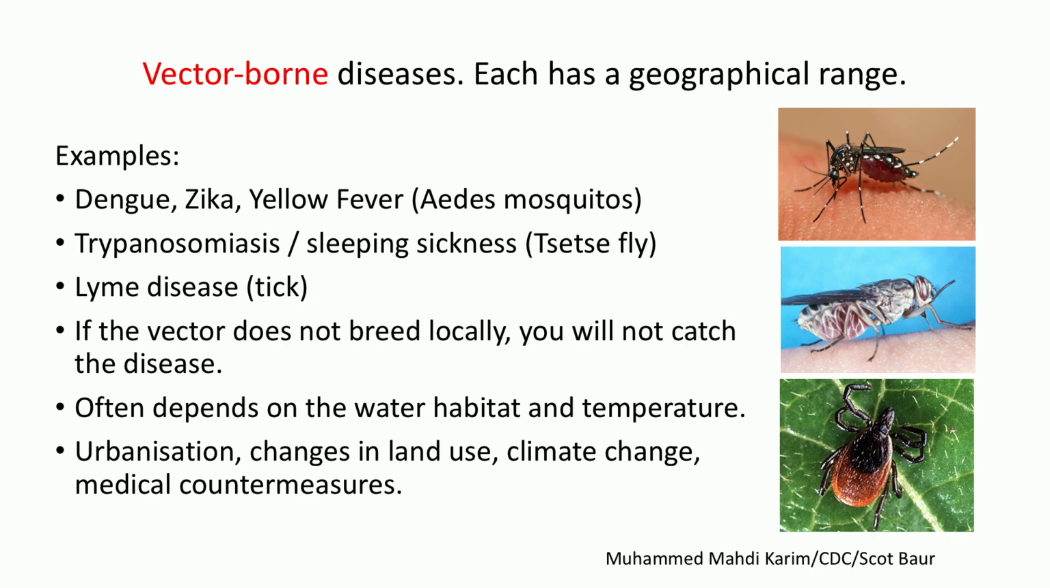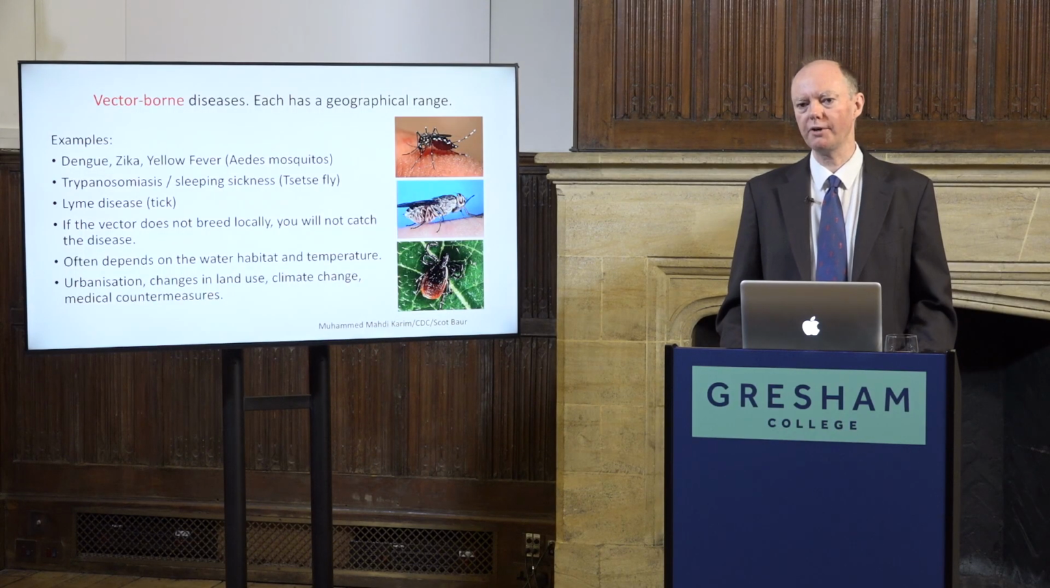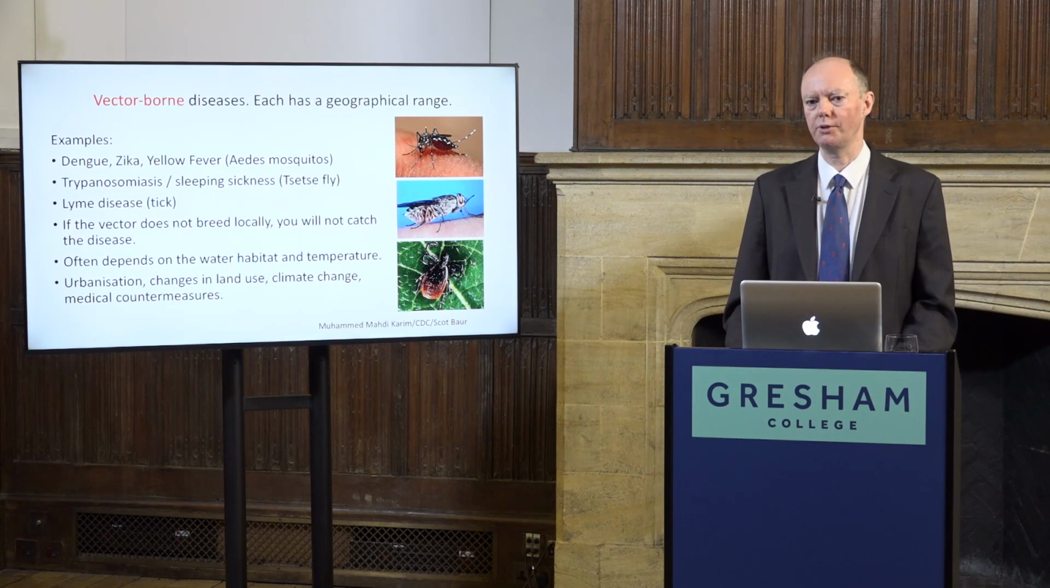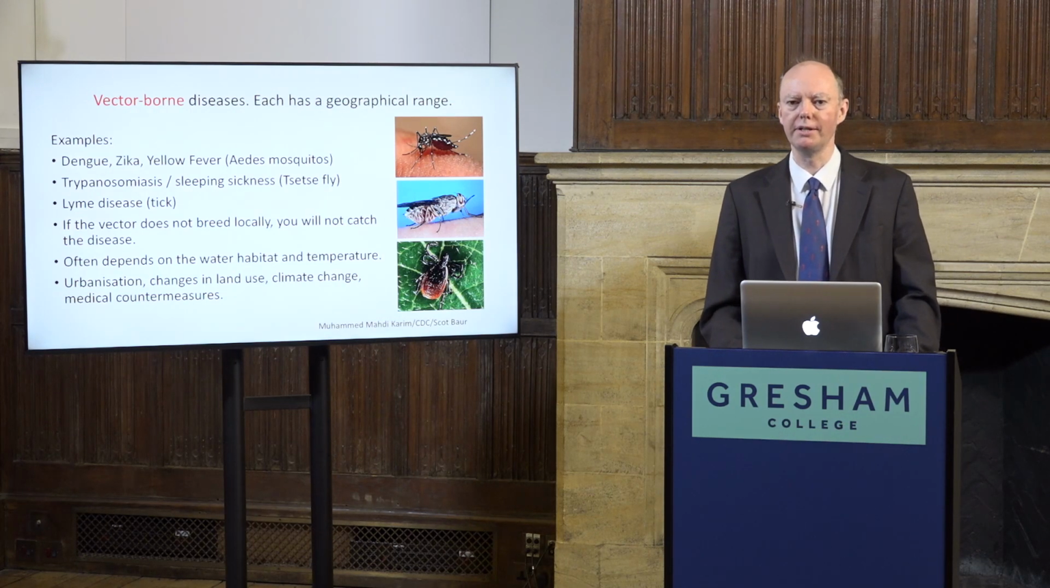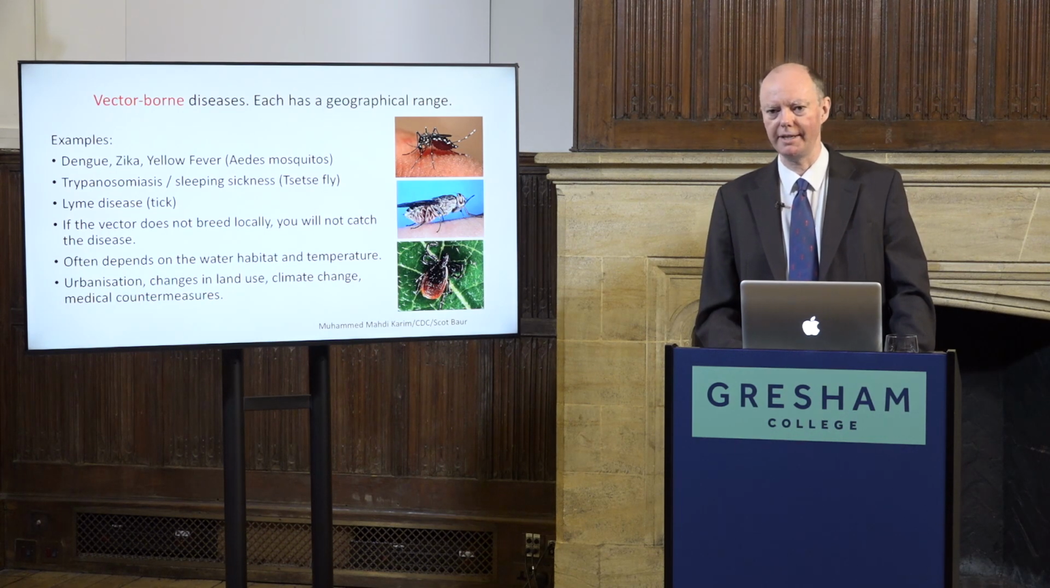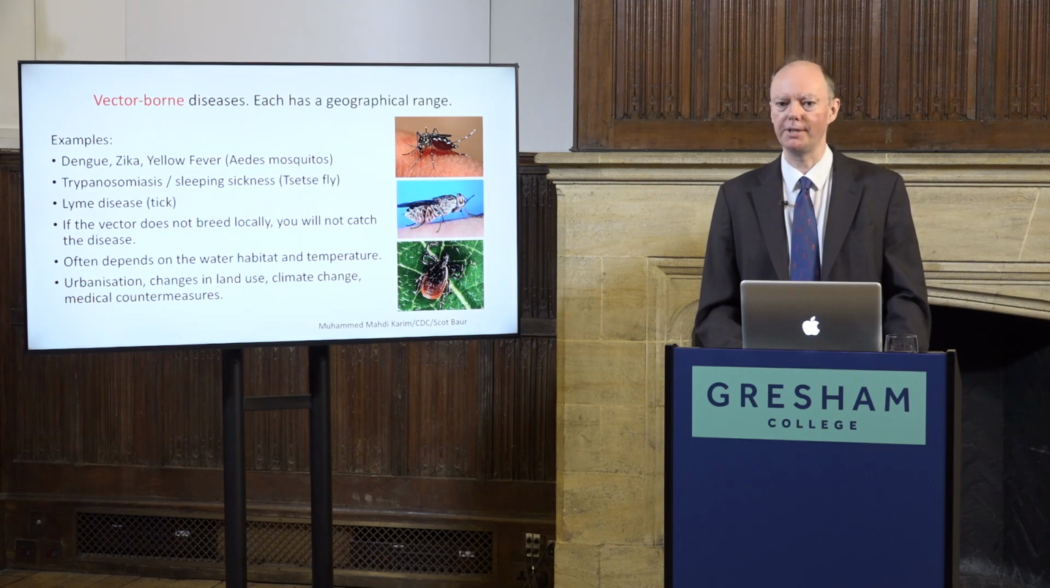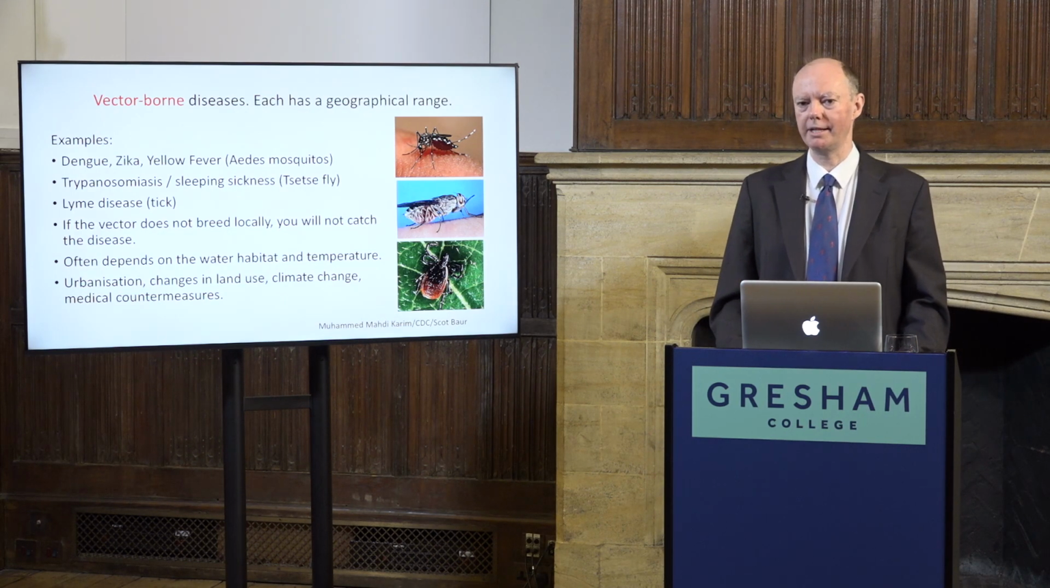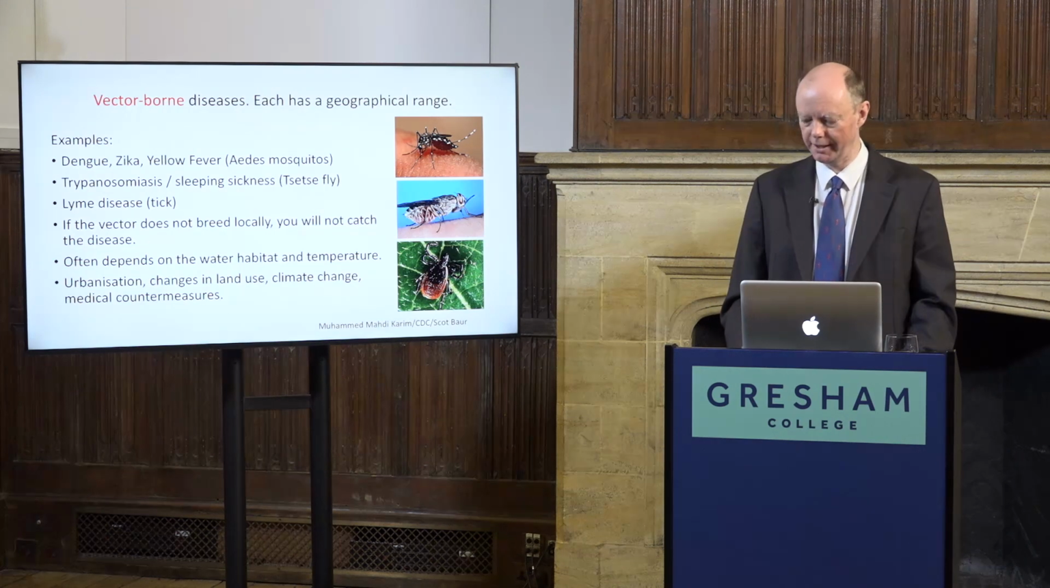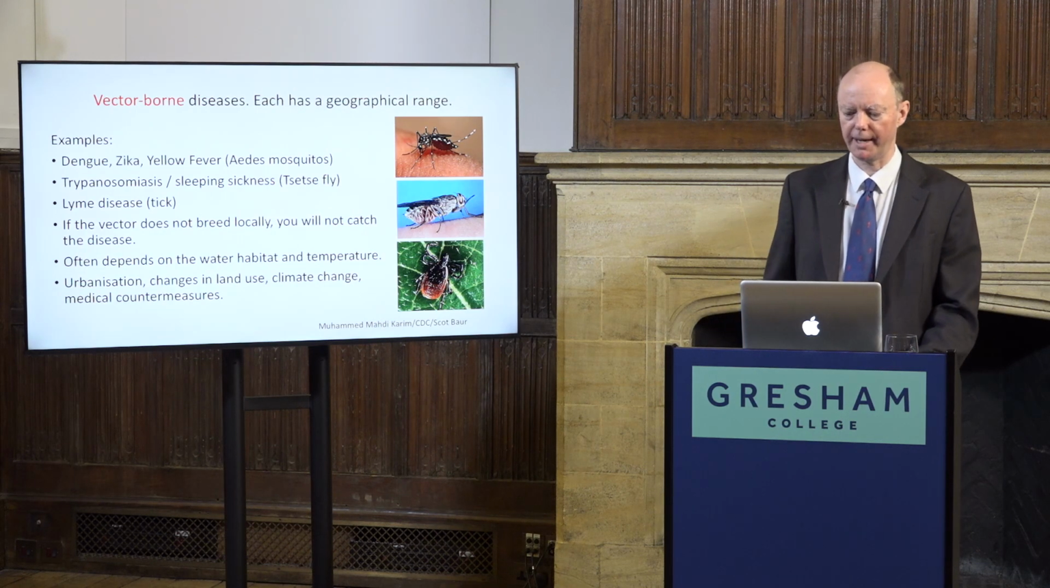And if you live and spend your time in a place that does not have the vector, you will not get the disease. On the other hand, if you go into one of the areas with the vectors, then you might. So the habitat for the insect determines what diseases you might get where. And the insects' range very often depends on water environments and also on temperature. And insects themselves and their interactions with humans are very heavily affected by urbanization, changes in land use, climate change, which is going to have a significant moving around of some of these diseases over time, but also, importantly, medical countermeasures, what we can do to prevent them through drugs, vaccines, bed nets, and other interventions.